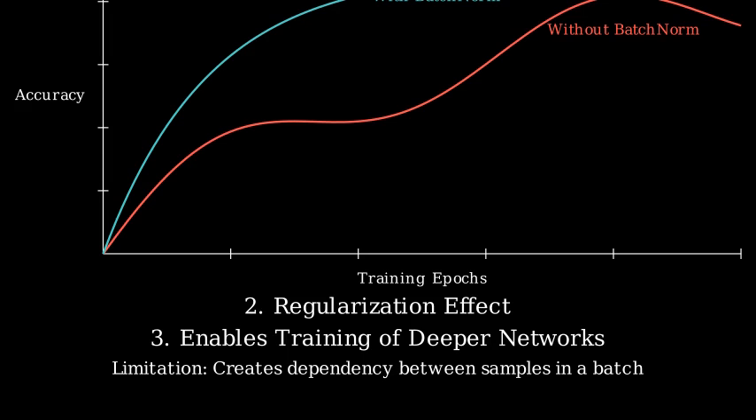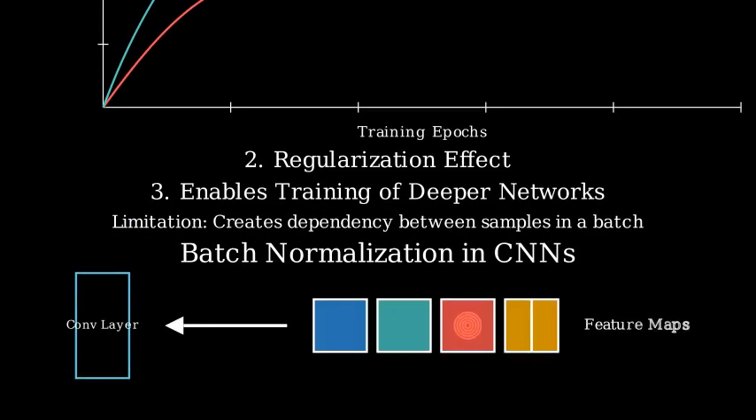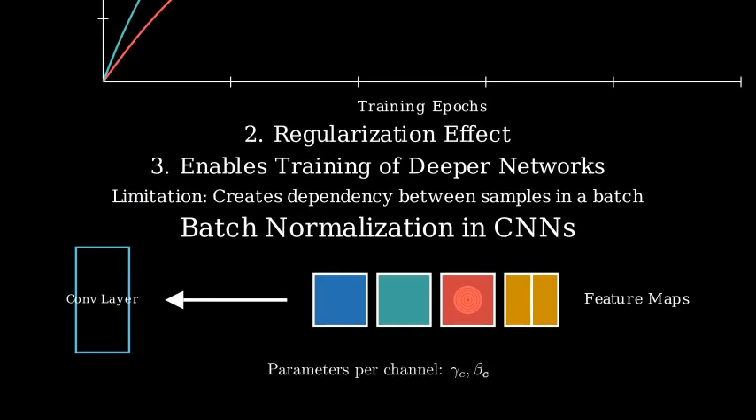To illustrate the impact of batch normalization, let's look at a real-world example. The original GoogLeNet architecture, while powerful, had training challenges. After adding batch normalization, the resulting BN-Inception network achieved better accuracy and trained much faster.